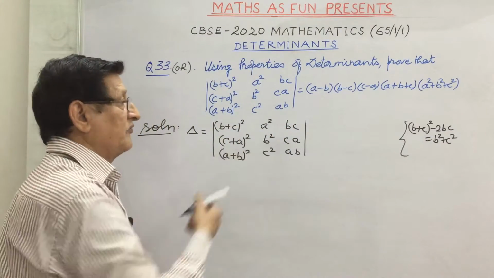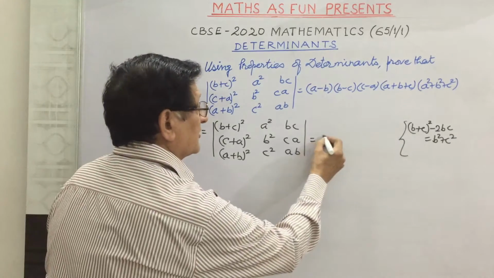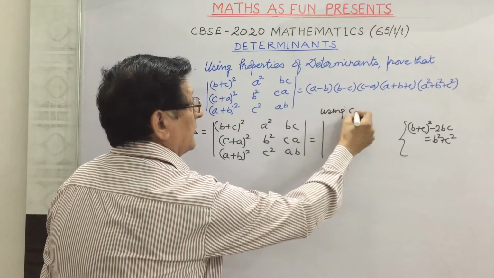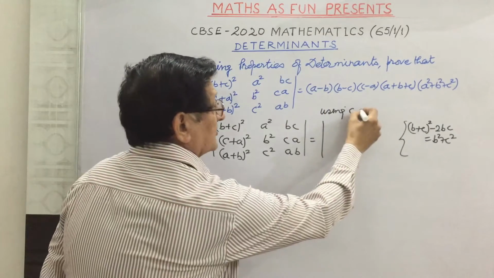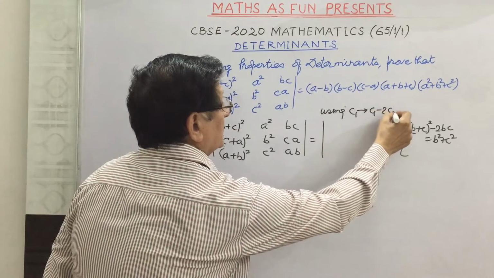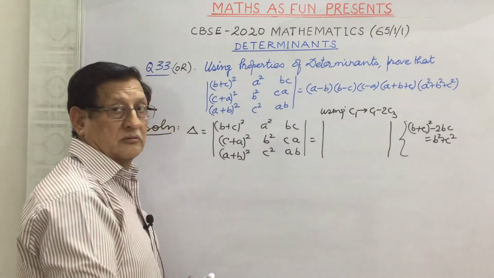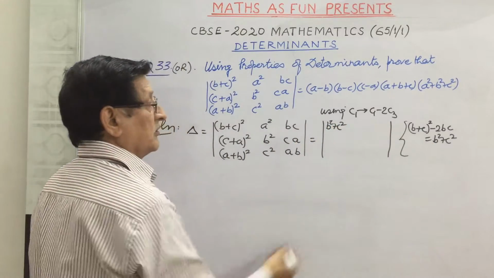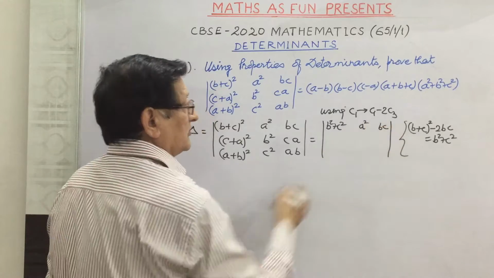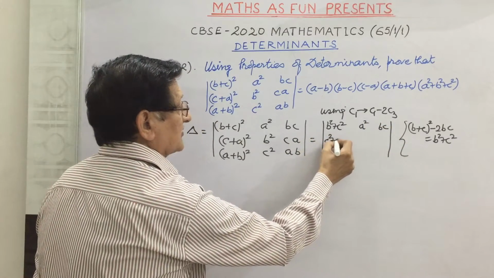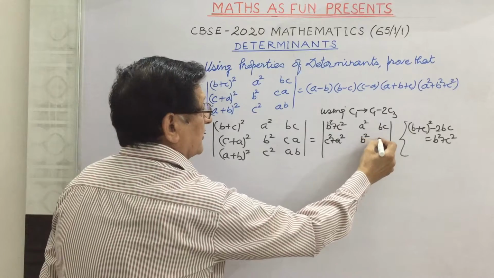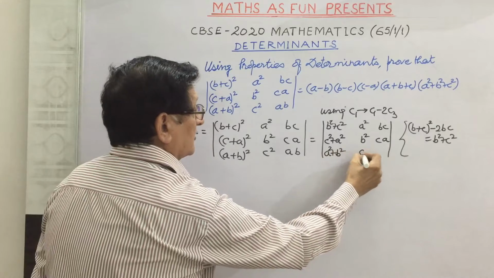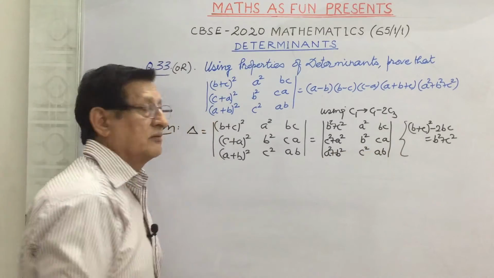To make that, what property are we going to use? We will be using the property in C1, that is C1 minus 2C3, and in that case what we will get? This will be b square plus c square. Remember this. This is a square, this is bc. This will be c square plus a square the same way. This is b square and this is ca. This is a square plus b square. Here it is c square and here it is ab.